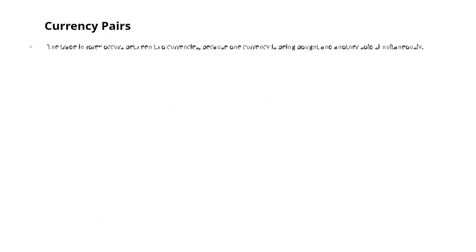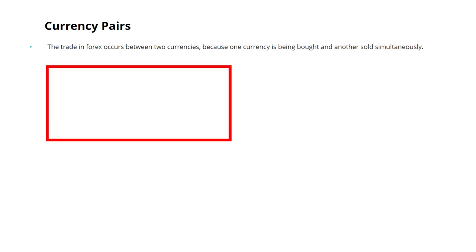Okay, so let's talk about currency pairs here. Trade in Forex occurs between two currencies, right? So in this case, you're actually trading one currency against the other. One currency is being sold, one is being bought, but it's happening simultaneously, right? So I'm going to give a perfect example here. We're going to use EUR/USD, right? So in this case, we're trading the Euro against the USD, right?